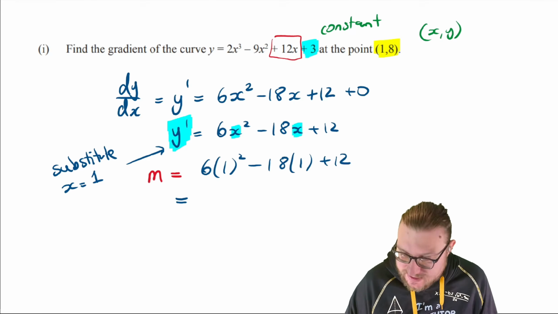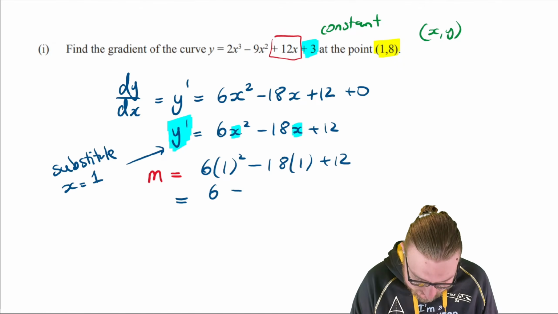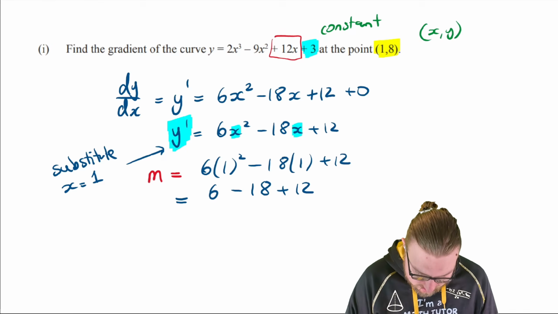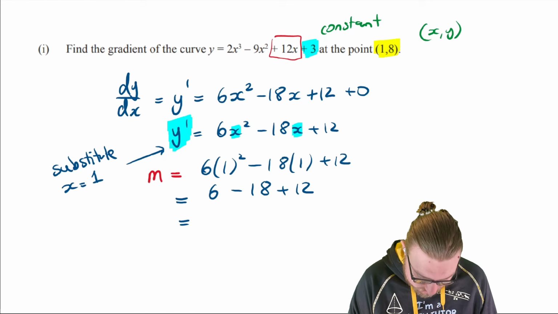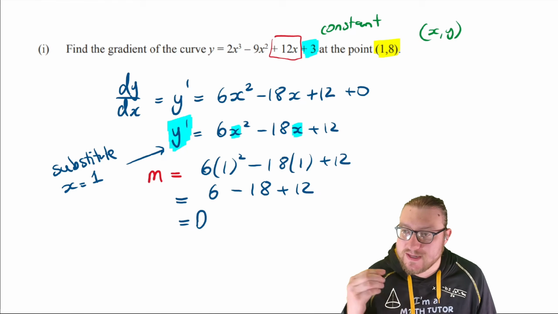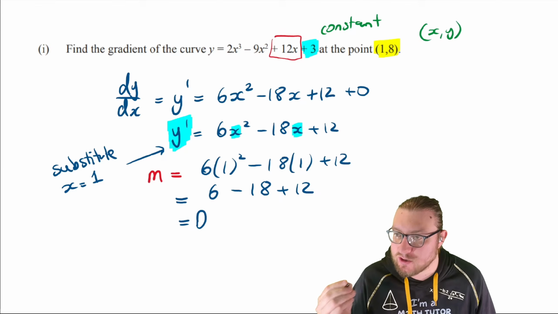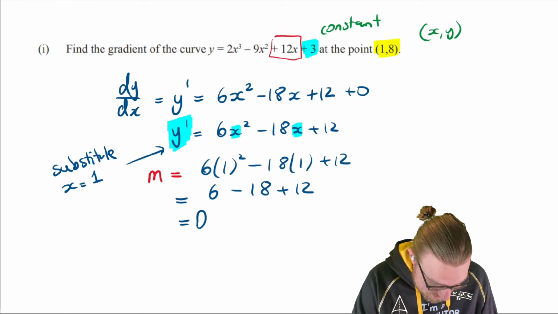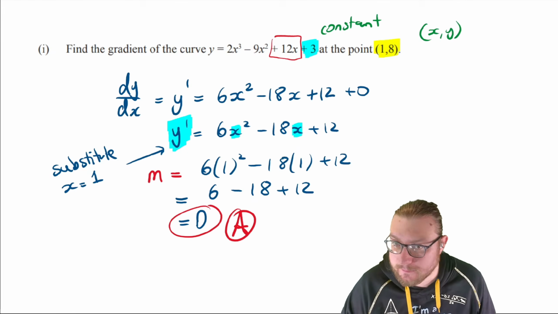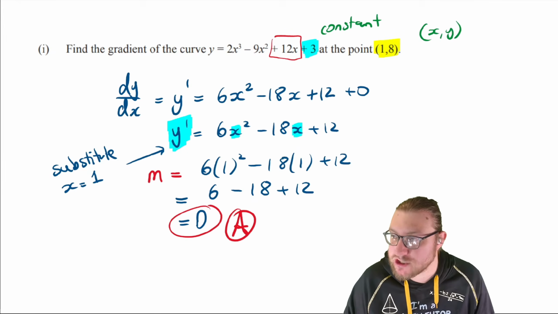1 squared is 1 times 6 is 6 minus 18 plus 12. And it looks like that should be 0. There we go. So what does that mean? This means that at this point, the gradient is 0. Finding the answer that m is 0 will give you guys the achieved mark here. Yeah, same style question that we had before.